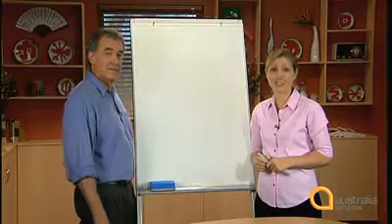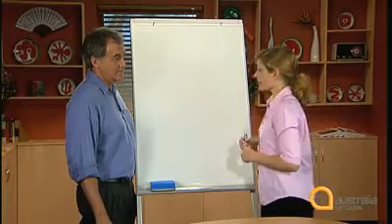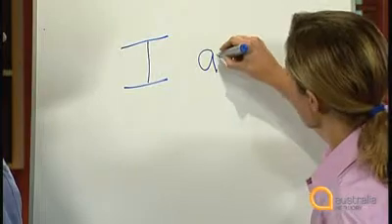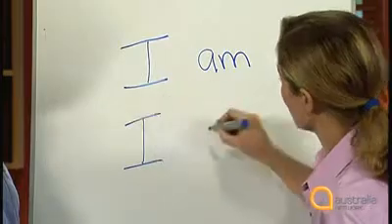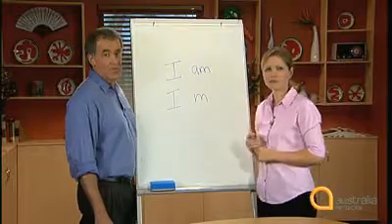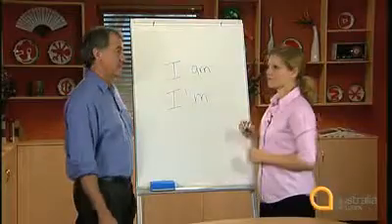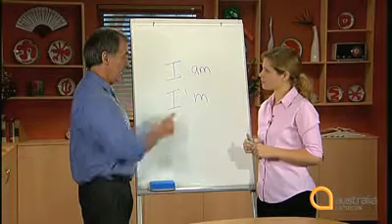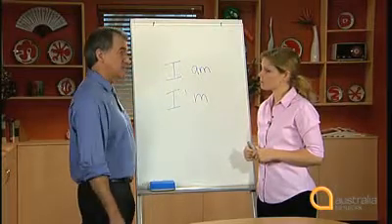You've probably noticed that these contractions have apostrophes. Now, Brenton, the contraction of I am is I'm. Where do you put the apostrophe? Well, that's easy. Between the I and the M. What's the apostrophe for? To show that a sound is missing. I am, I'm. The a sound is missing.